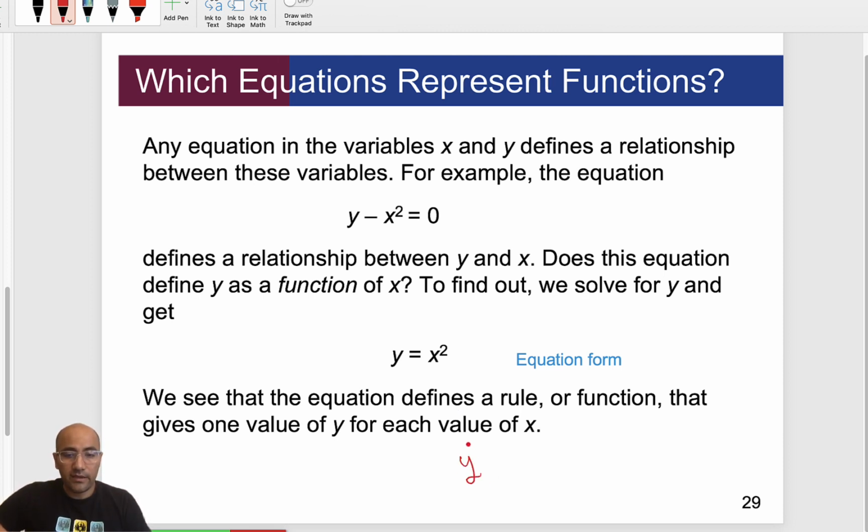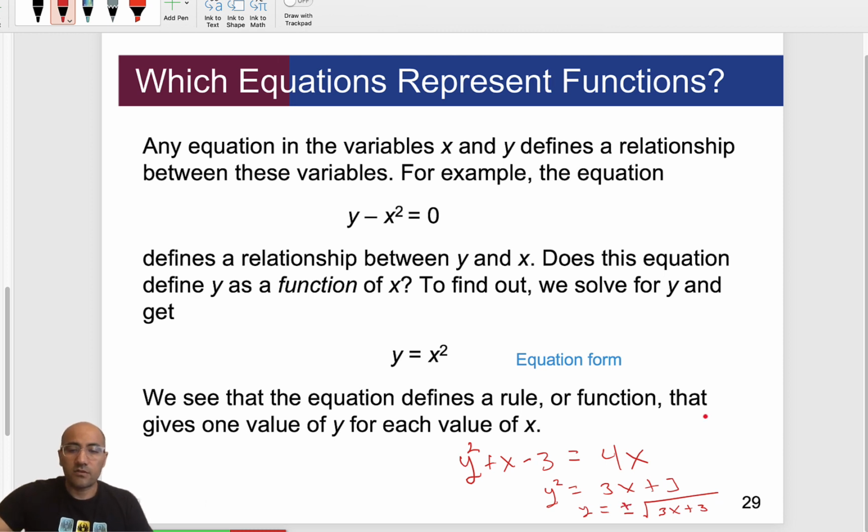One of the ways that we will often see this fail is if the y has an even power, like say y squared plus x minus 3 equals 4x. Let's say we have something like this. As I try and solve for y, I'll move this over there, move that over there. I'll end up with y squared equals 3x plus 3. And now I'm going to have to take the square root of both sides. When I do, I'll end up with a plus or minus square root of 3x plus 3. This plus or minus out in front tells me that there's going to be two different answers. When I input an x value, there'll be two different outputs. So I can already tell that this is not going to be a function.